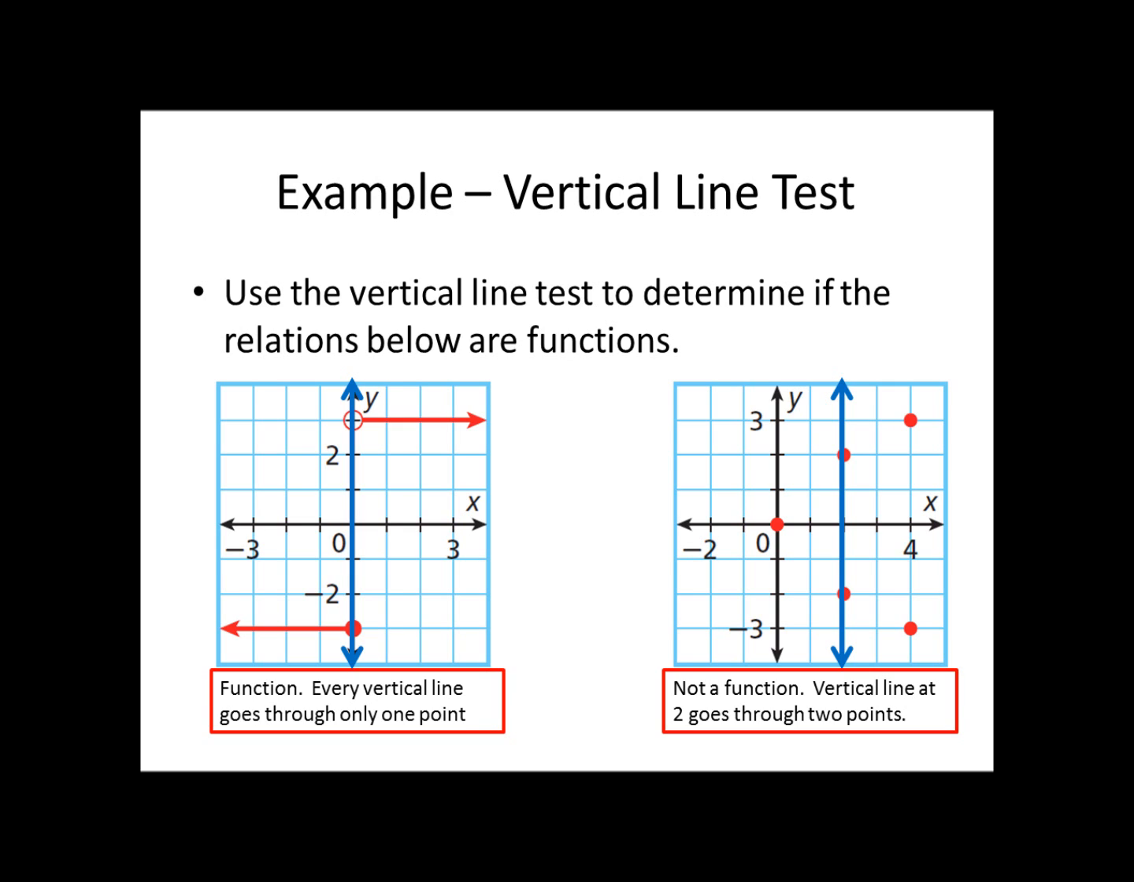Our graph on the right does not pass the vertical line test. We can draw a vertical line at 2 that goes through 2 points. Now yes, I could draw another vertical line at 4 and it would fail again, but it only has to fail once to fail the vertical line test. So the first one is a function, the second one is not.